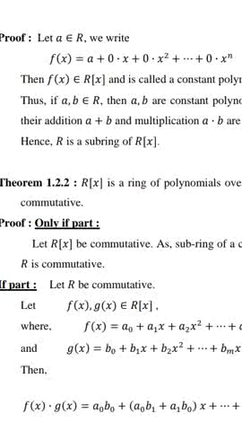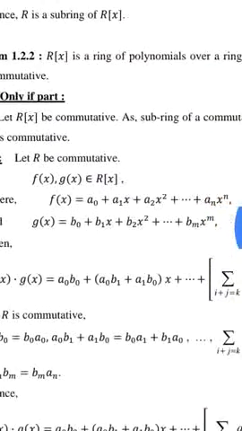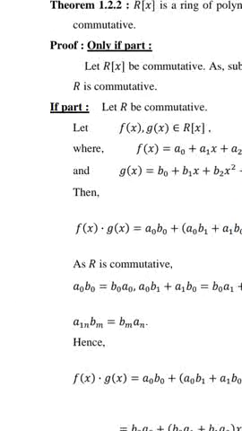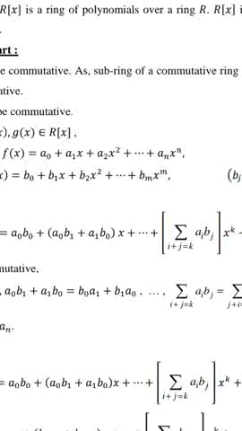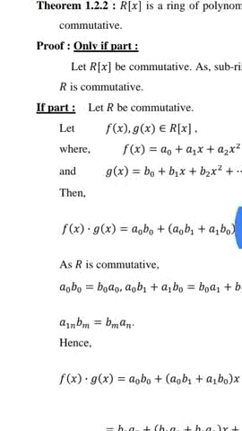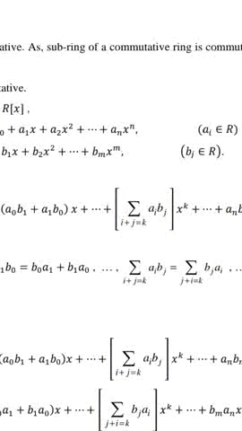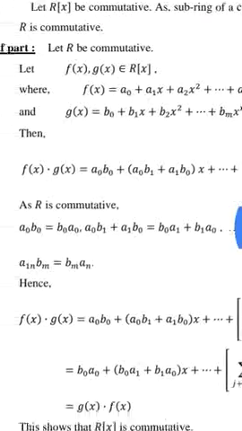Let R be commutative. Let f(x), g(x) belong to R[x], where f(x) = a0 + a1x + a2x² + ... + anxⁿ, ai belongs to R, and g(x) = b0 + b1x + b2x² + ... + bmxᵐ, bj belongs to R. Then f(x)·g(x) = a0b0 + (a0b1 + a1b0)x + ... + Σ ai bj xᵏ + ... + an bm xⁿ⁺ᵐ.